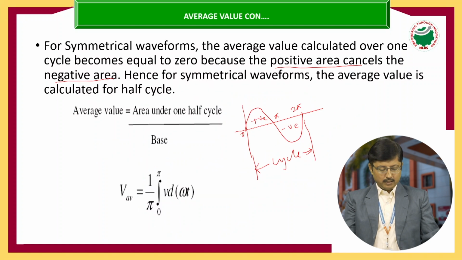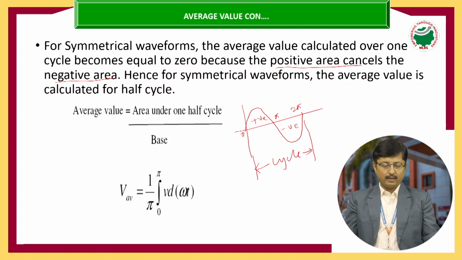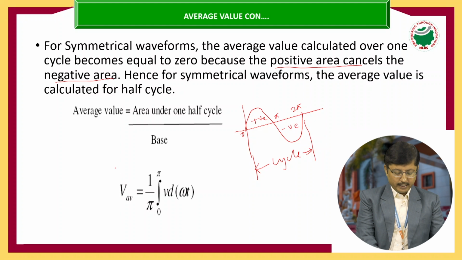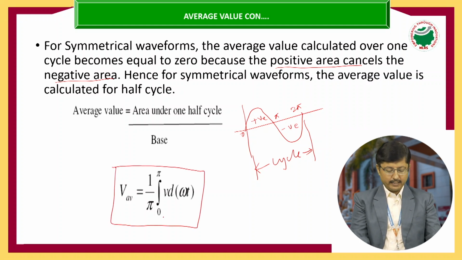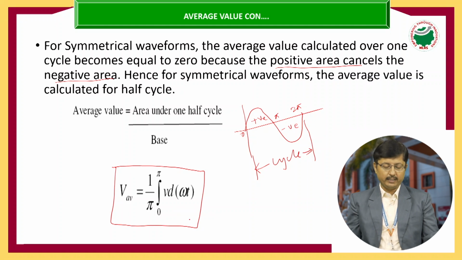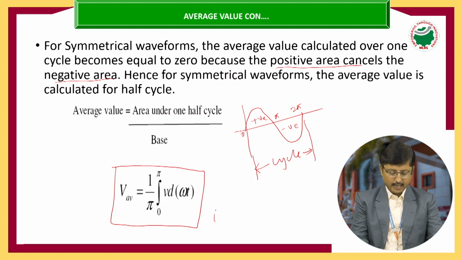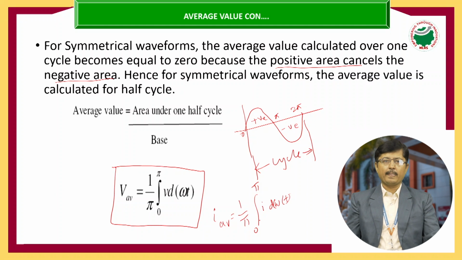Okay. So for symmetrical waveforms, the general expression is V average equals 1 by pi integral 0 to pi V d omega t. So V is nothing but the voltage here. This formula is also valid for I, that is, I average equals 1 by pi integral 0 to pi I into d omega t.